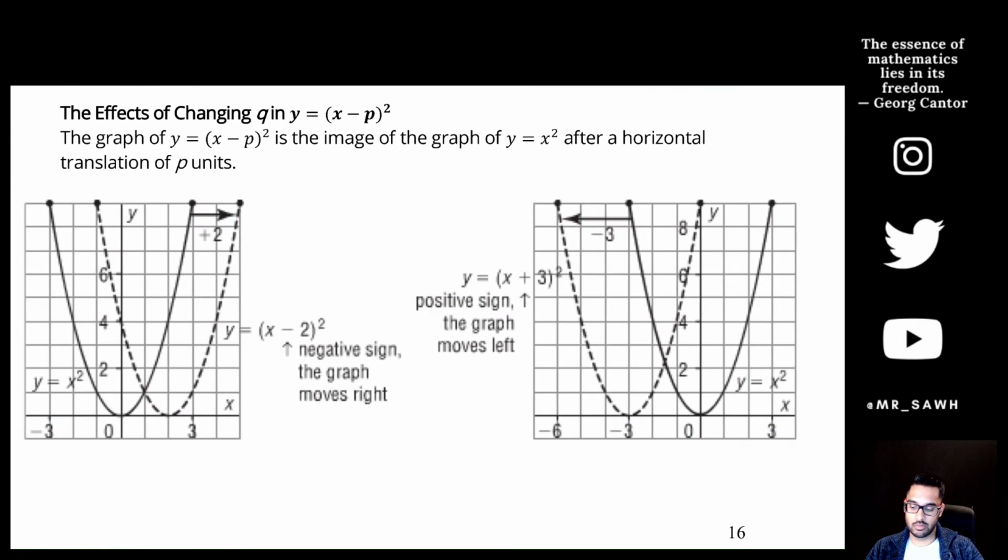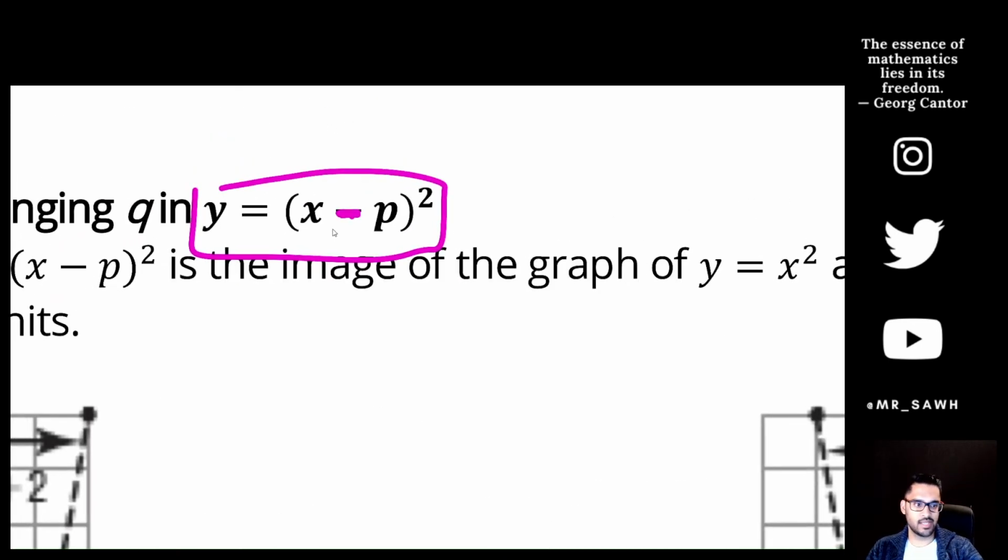You could also go left to right. And this is where people usually have an issue in the sense that it's opposite and counterintuitive to what you think it should be. So the graph here, y equals x minus p, that's in brackets, squared, is the image of the graph y equals x squared after a horizontal translation of p units. The key here is recognizing that the negative sign, in this top part in pink, is built into the equation. That's the key.